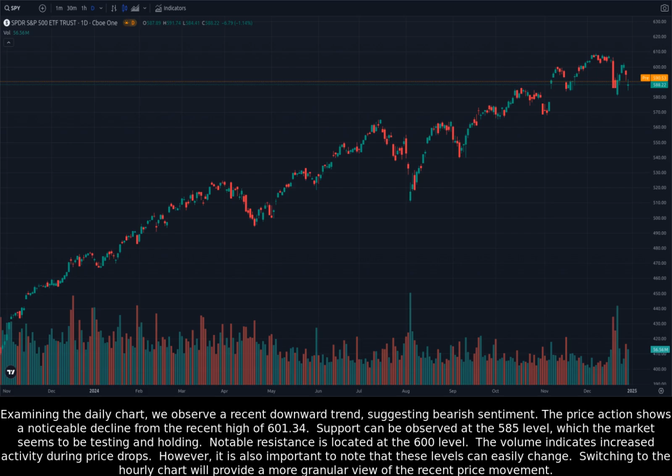Notable resistance is located at the 600 level. The volume indicates increased activity during price drops. However, it is also important to note that these levels can easily change. Switching to the hourly chart will provide a more granular view of the recent price movement.